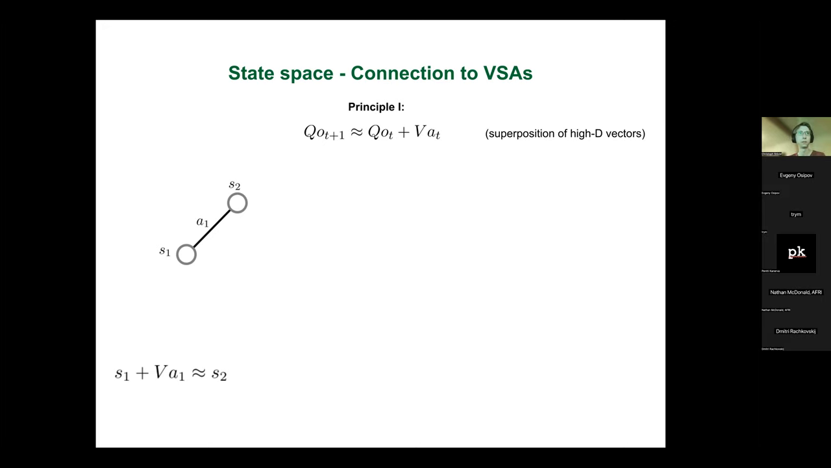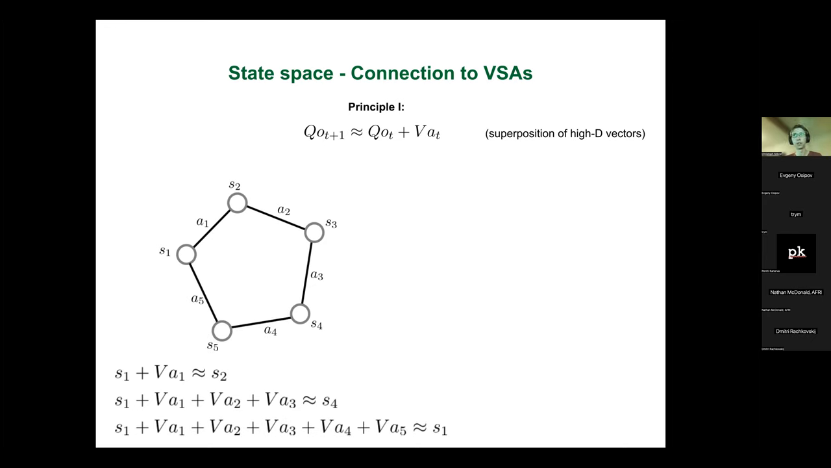And therefore, if one has this starting state S1, and one adds the impact that action one has, one should roughly get to the state S2. And of course, this can be chained. So if you add more and more action impacts, you should get to the corresponding state, like when you traverse the actual graph. And this goes as far as if you actually take a full circle, then all of these action impacts should cancel out, and you should roughly end up where you started. Otherwise, it wouldn't be a consistent state space.